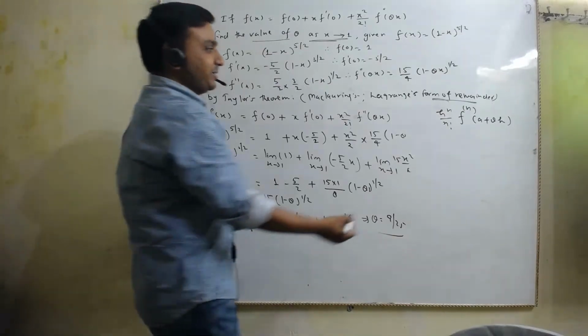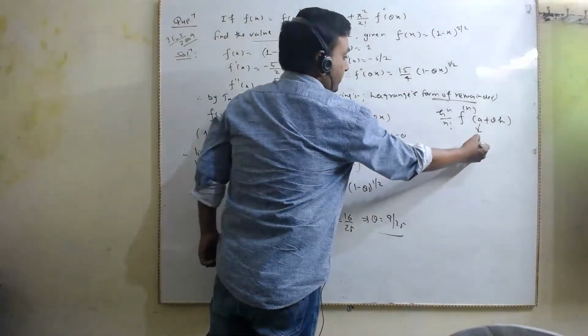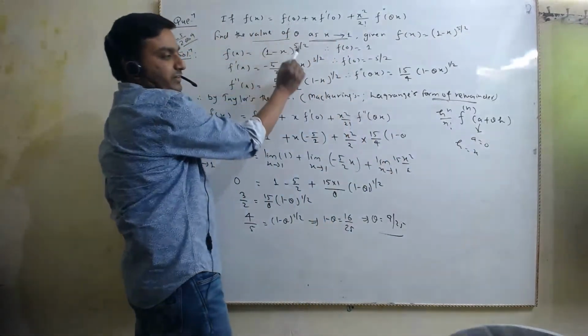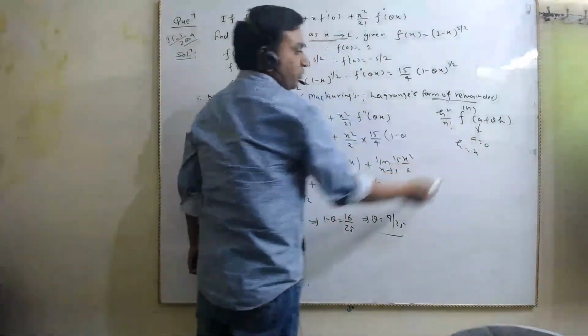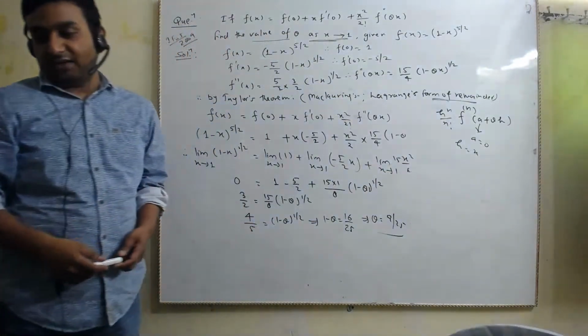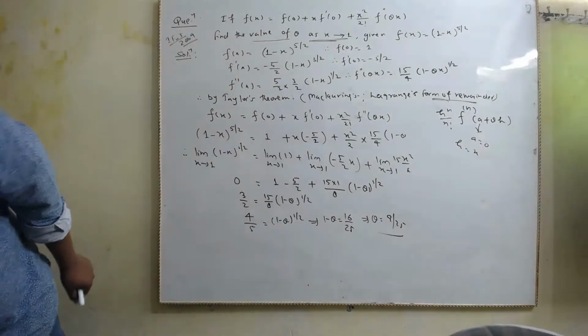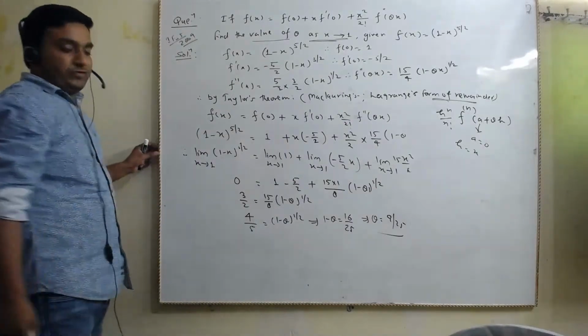So now, what value of a have they taken? 0. What is the value of h? x. From this expression it is indicated. So just put it here, and you will get f double dash theta x. Right, Prakhar? So this is a very good question.